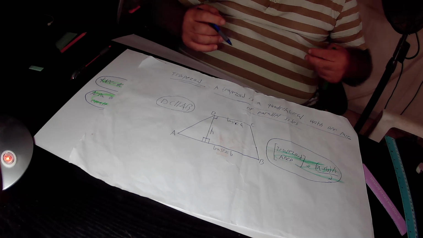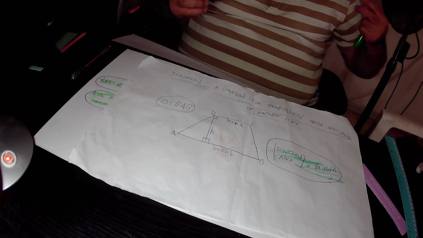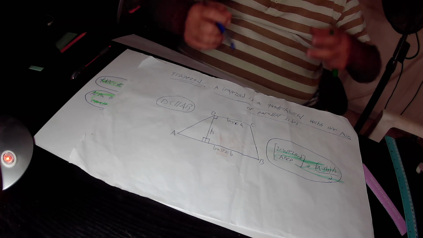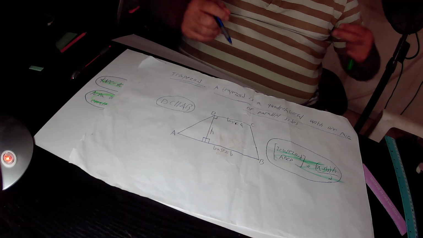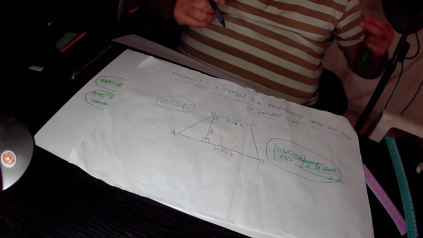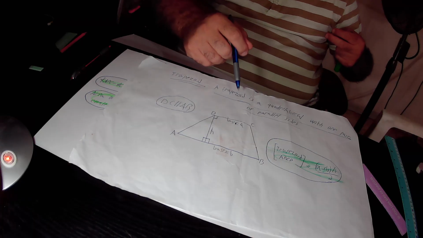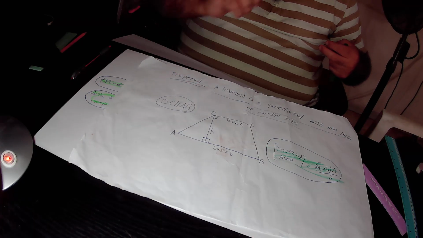So again, a trapezoid is a quadrilateral with one pair of parallel sides, and the area of any trapezoid equals the sum of its two parallel bases, in this case A plus B, times the height over 2.